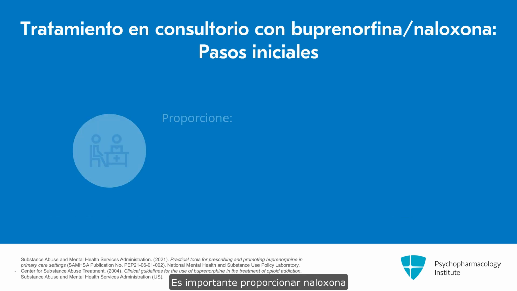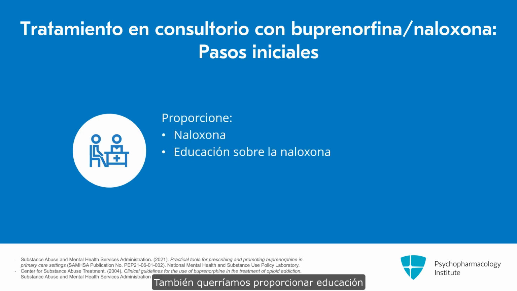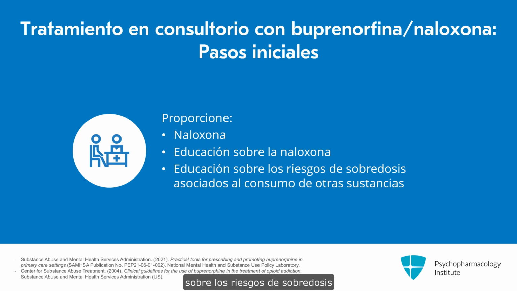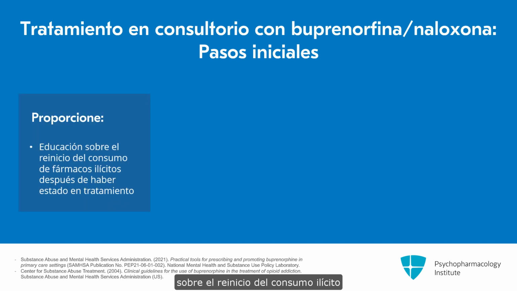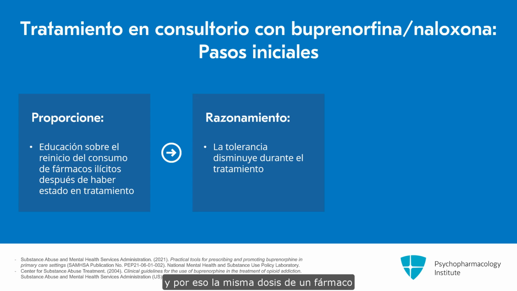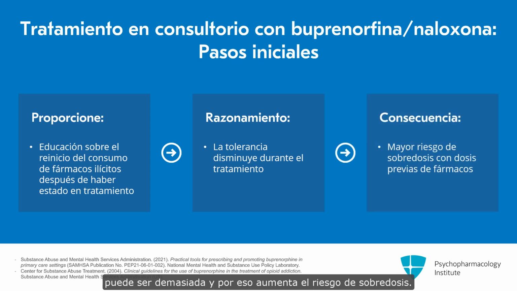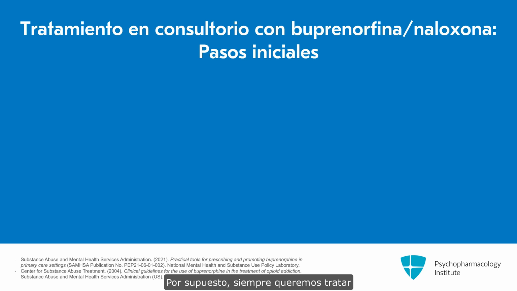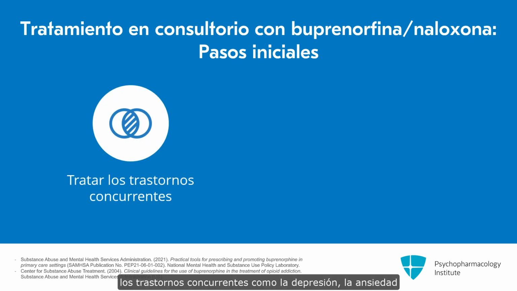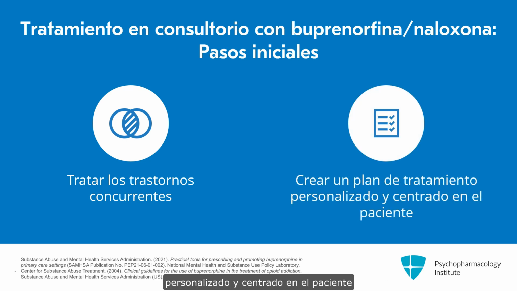It is important to provide naloxone and education around naloxone. We would also want to provide education on overdose risks associated with using other substances, and also provide education on restarting illicit use after being on treatment. Tolerance reduces, and so the same dose of a drug that somebody was using prior to treatment may be too much, and that's why there's increased risk of overdose. Of course, we always want to treat co-occurring disorders such as depression, anxiety, and other substance use disorders. Finally, we want to create a customized and patient-centered treatment plan for the medications and more. If someone does need a higher level of care, it is important to refer.